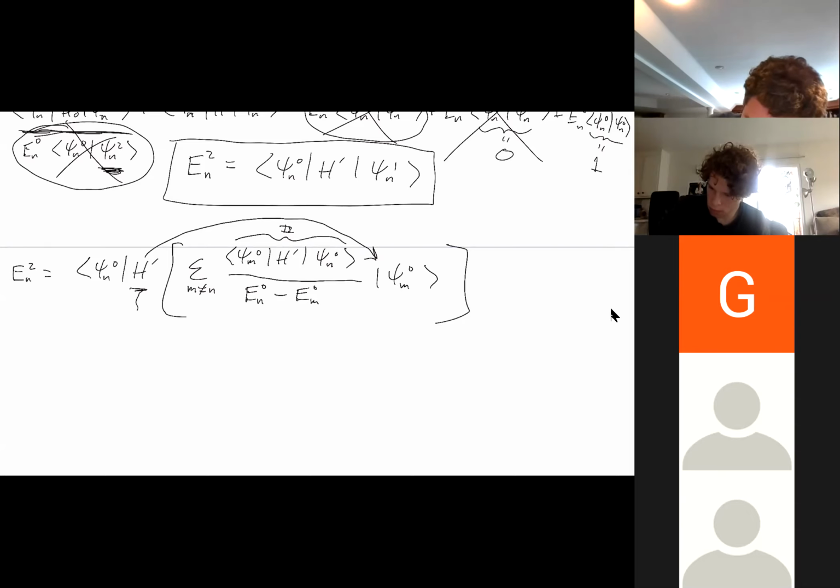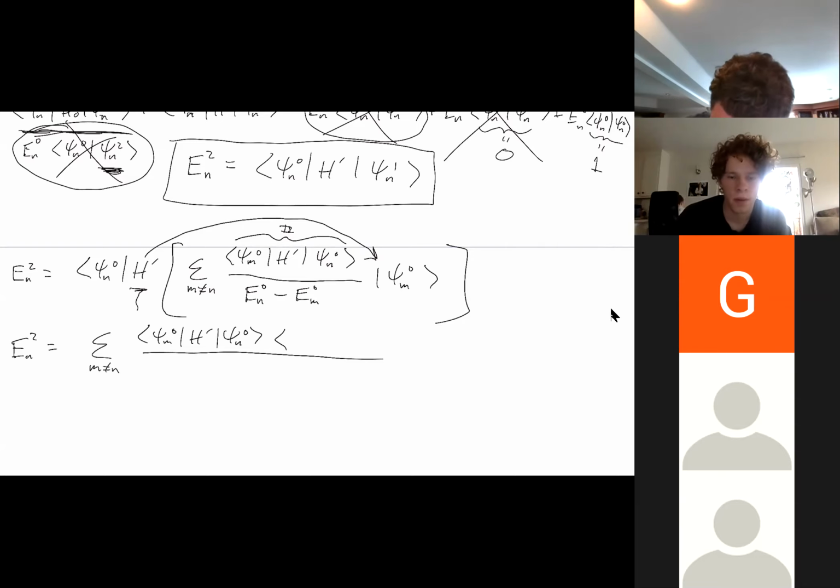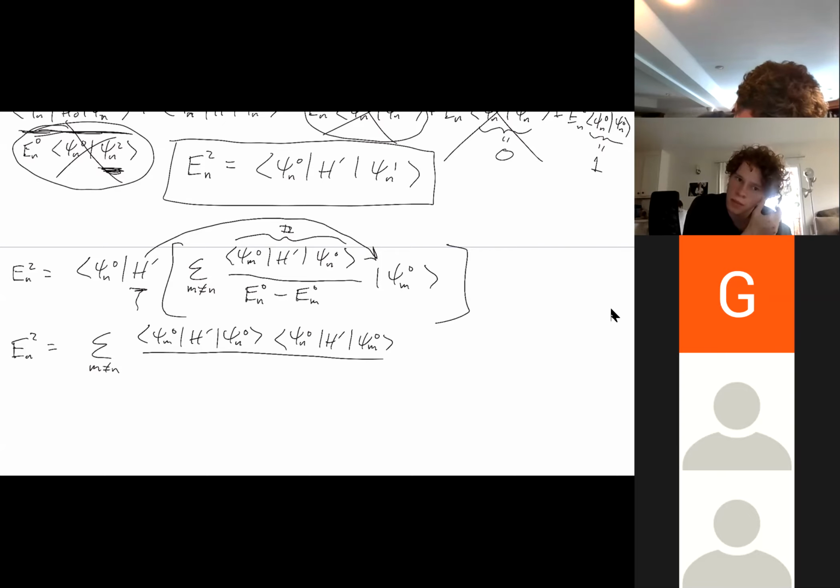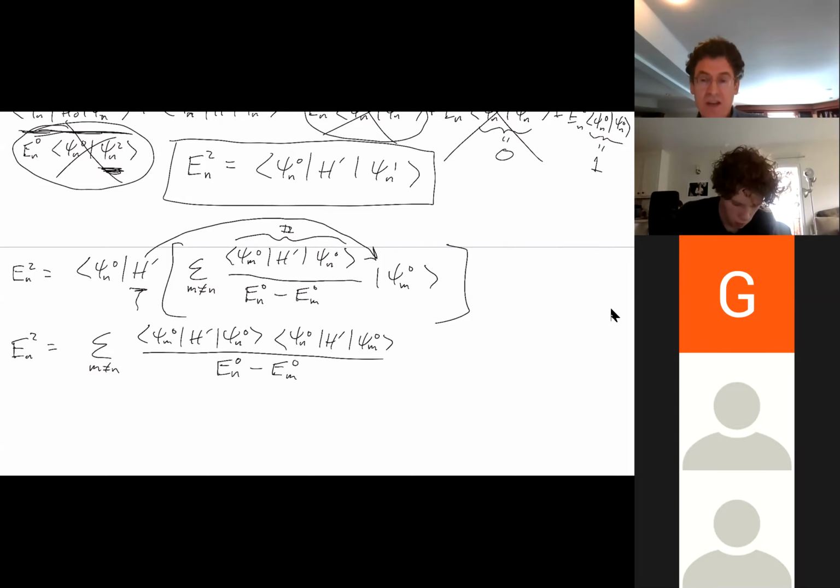And so let's move it all in there. We see then that the second order correction is equal to the sum over m not equal to n of ⟨ψ_m^0|H'|ψ_n^0⟩ times, we can put it on top, ⟨ψ_n^0|H'|ψ_m^0⟩ divided by E_n^0 minus E_m^0. Okay, you guys see that? All right, so that's what it is.